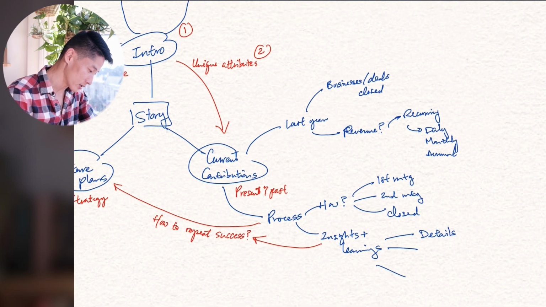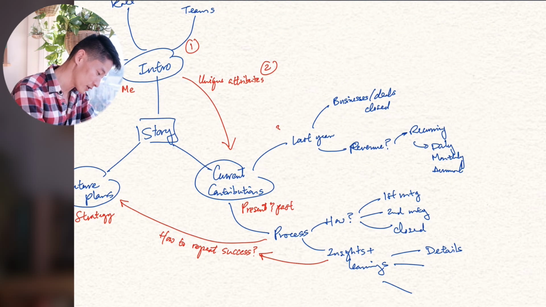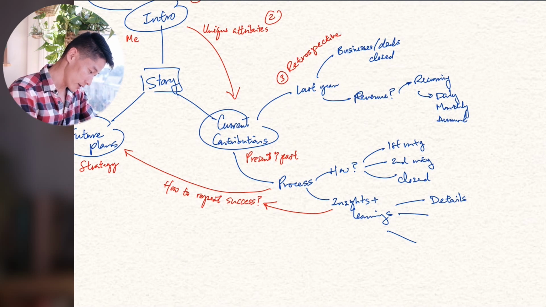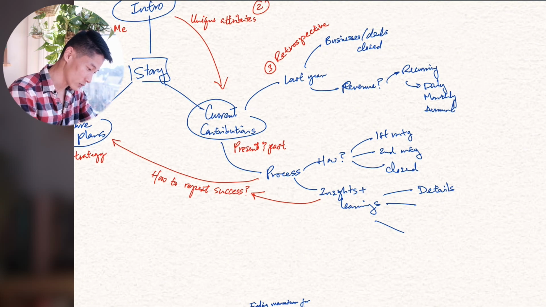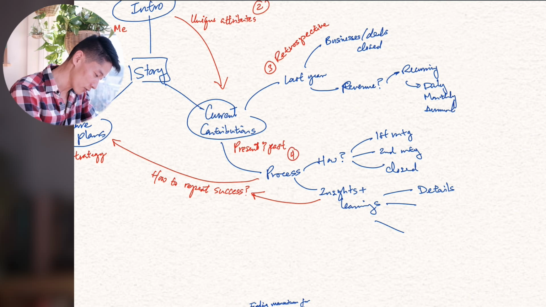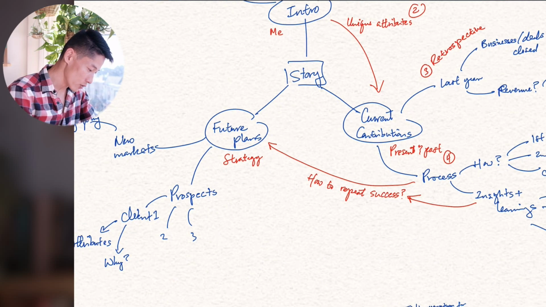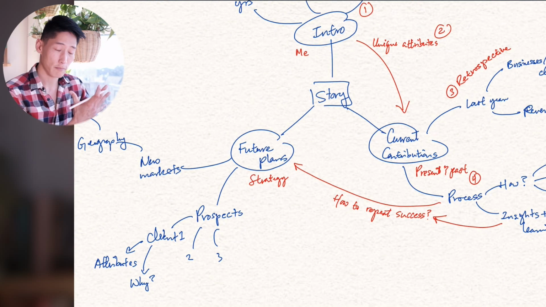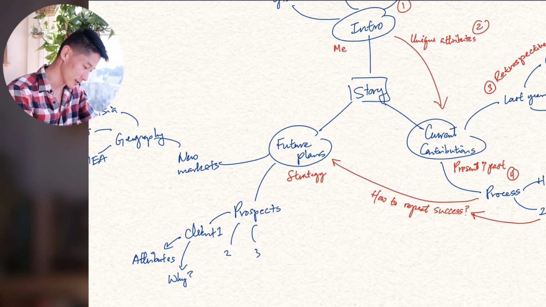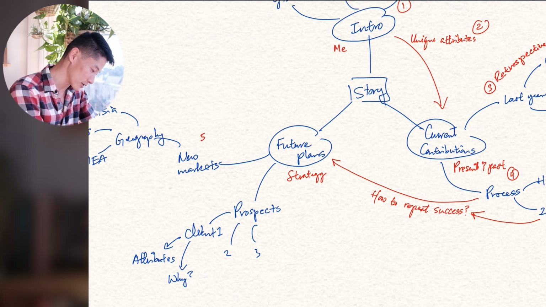The third one is last year's retrospective, right? So 3 is retrospective. This is more like the stats of sorts. And then you have the process. What worked, what didn't work, what can we do to do better, right? So 4 is process. And then over to the future plans. So this is where we can talk about the strategy component. We can talk about the new markets, which can be its own slide.